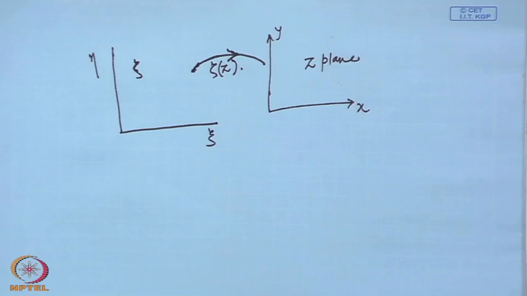Transformation through analytic functions has a very popular name; it is called conformal mapping or conformal transformation. Transformation by an analytic function is called conformal mapping or conformal transformation, and the literal meaning of conformal is angle preserving. That is why this name.